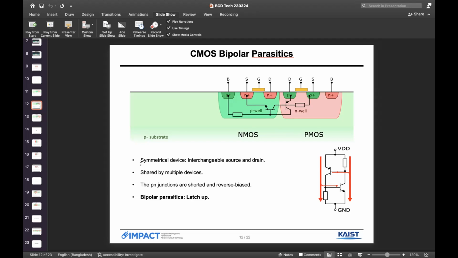Oh, maybe wrong layout. I think this is for RAM. So maybe let's answer in the next meeting. So the connection for latch-up.